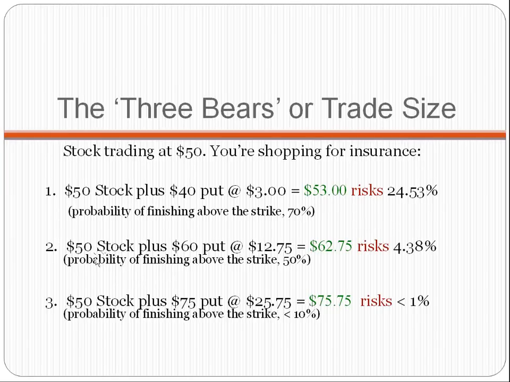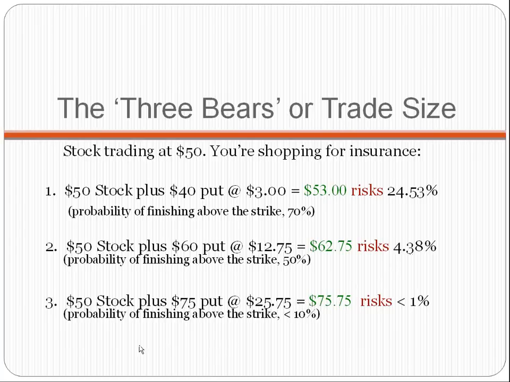Let's take a look at going slightly in the money. We buy the stock at 50, and we buy the $60 put for $12.75. Well, $10 of that we're guaranteed to get back because we have a put option that's $10 in the money from our purchase price. Our total investment is $62.75, so we're only risking 4.3, 4.4%. Now, if we go deeper in the money, can't we get lower risks if we go deeper in the money?